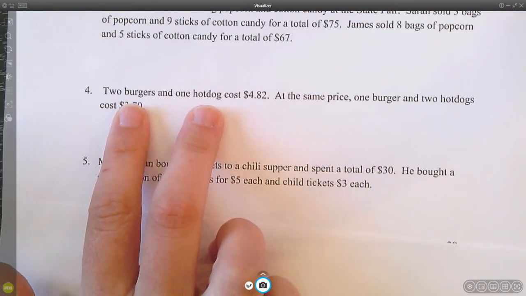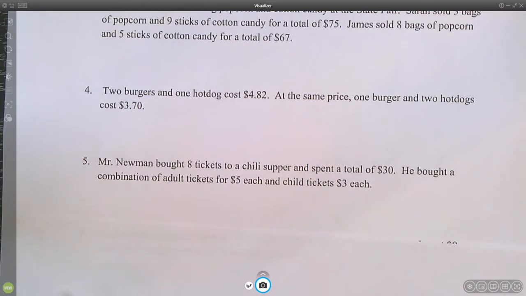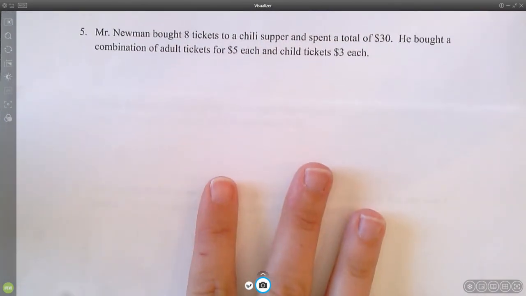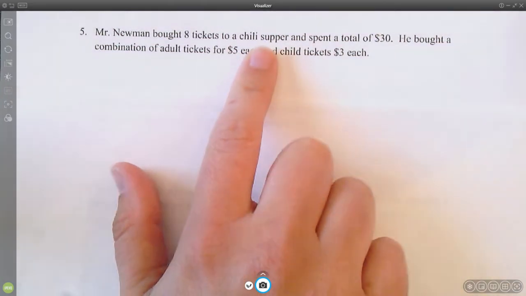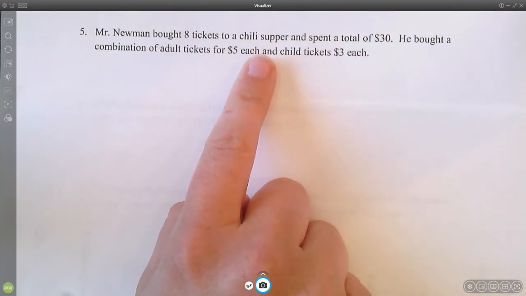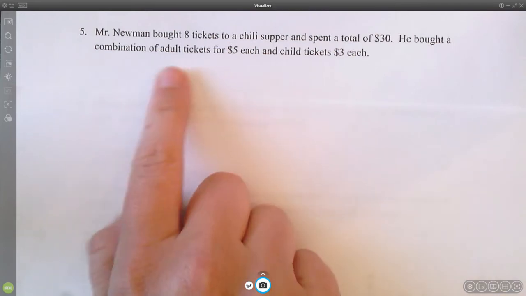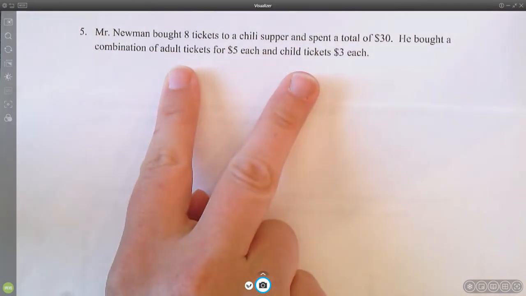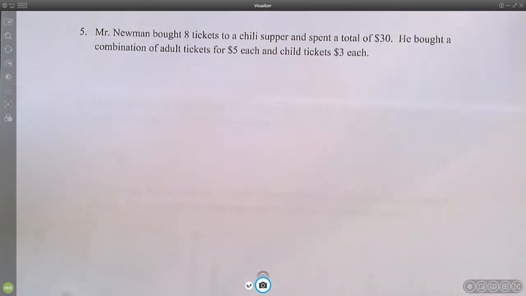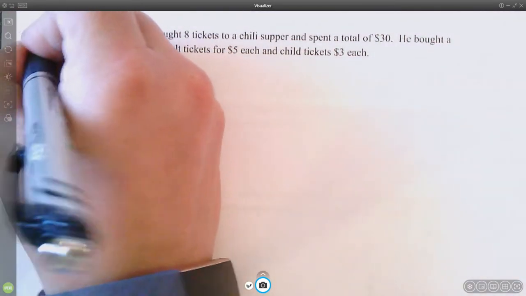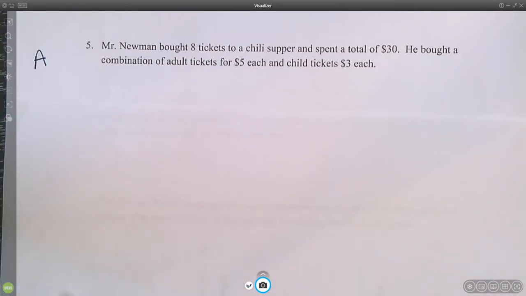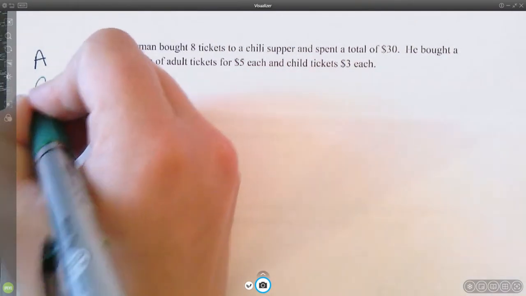The first one, we had 2 types of tickets. So here, what do we have 2 of? Well, there's only one chili supper. Oh, we have adult tickets and we have child tickets. So those are the 2 things that we're looking at. So we have adult tickets, so we're going to have an A for a variable, and we're going to have children tickets.